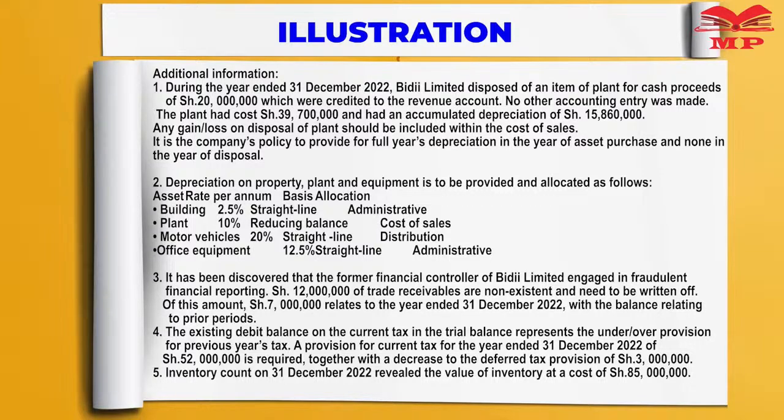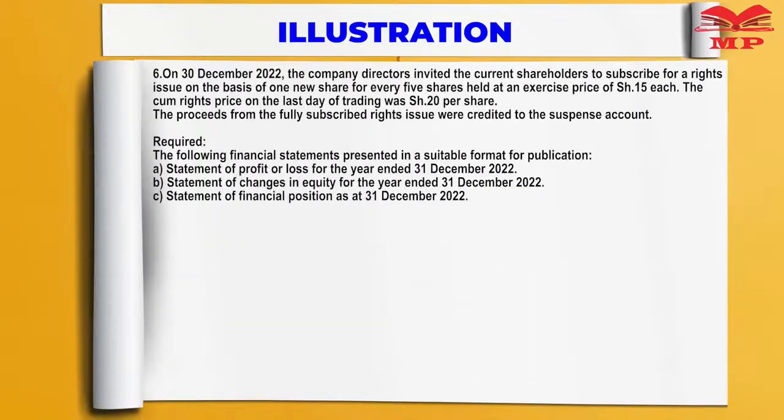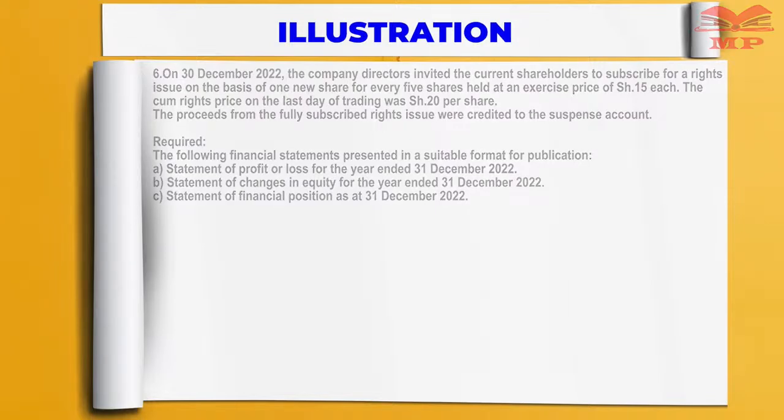And then number 6, you are told that on the 30th of December 2022, the company directors invited the current shareholders to subscribe for a rights issue on the basis of 1 share for every 5 shares which were held at an exercise price of 15. And then you're told the cum-rights price on the last day of trading was 20 shillings per share. And then you're told the proceeds from the fully subscribed rights issue were credited in the suspense account.